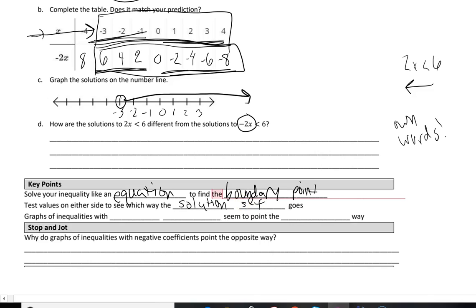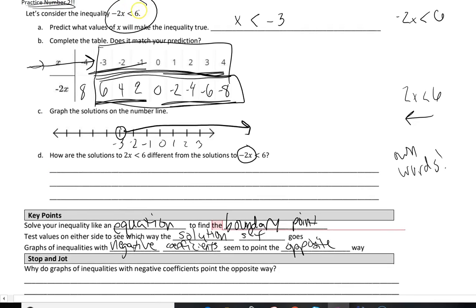And the last one is this new stuff for today. Graphs of inequalities with negative coefficients seem to point the opposite way. What I mean by the opposite way, you guys, is look back at your previous example. We started with the less than sign, but then our arrow went to the right. Again, that was all because, look back at your original equation up here, we had the negative 2x. So this negative on our coefficient made the less than sign become an arrow that was going to the right.